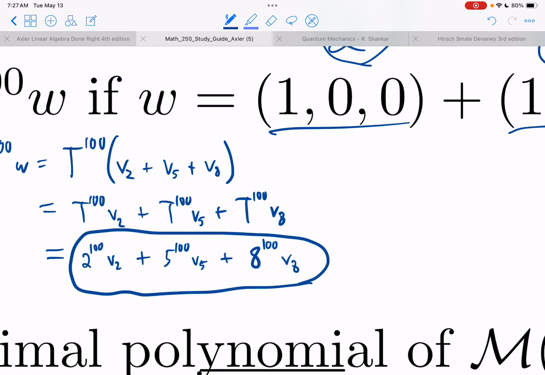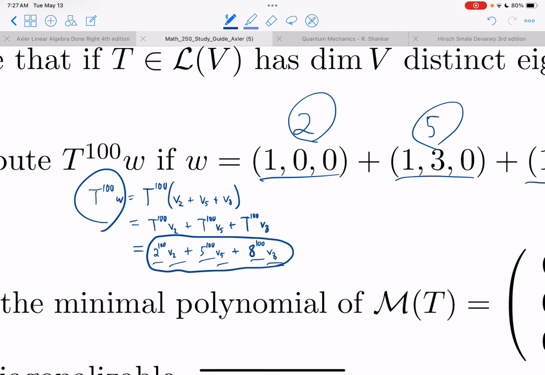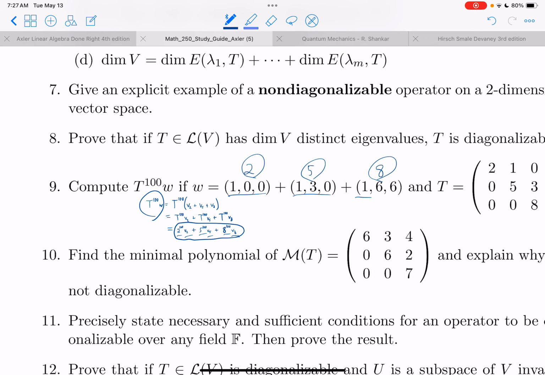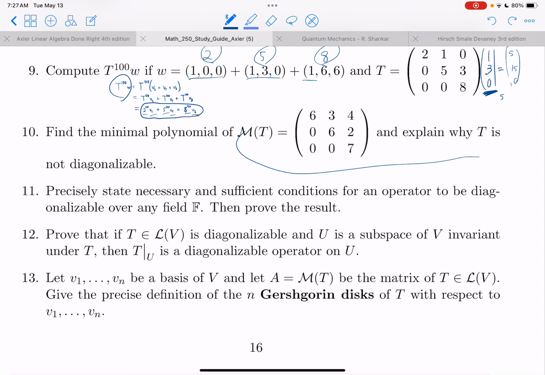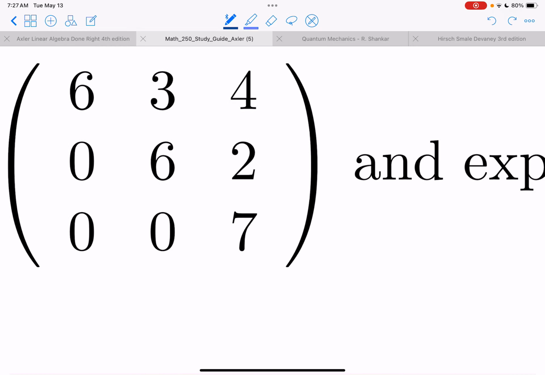We just take the same vectors, v2, v5, v8, and combine them with the eigenvalues to the 100th power. That would be terrible to do if we didn't know these eigenvectors. So knowing the eigenvectors is very useful. This is a simple application, but really you use eigenvectors to solve differential equations, to simplify a problem that was unsolvable and make it solvable, and it can be many different things. Okay, find the minimal polynomial of this and explain why it's not diagonalizable. Again, we're going to use the main theorem that we haven't technically looked at in this video yet.